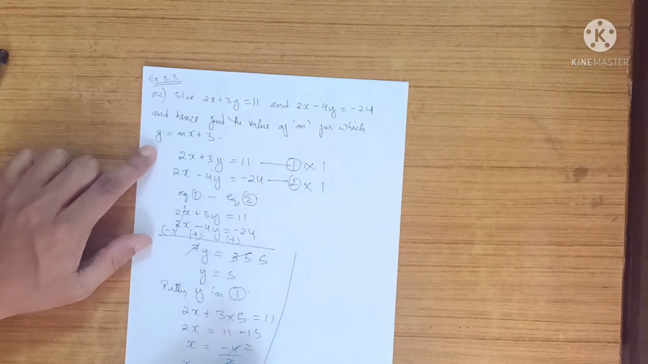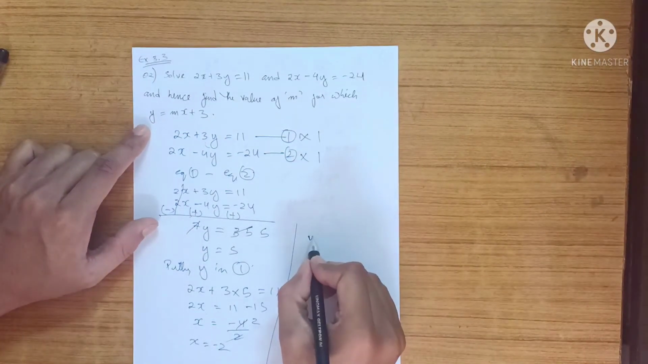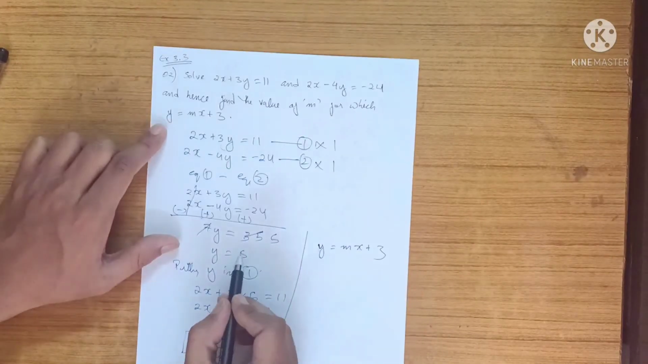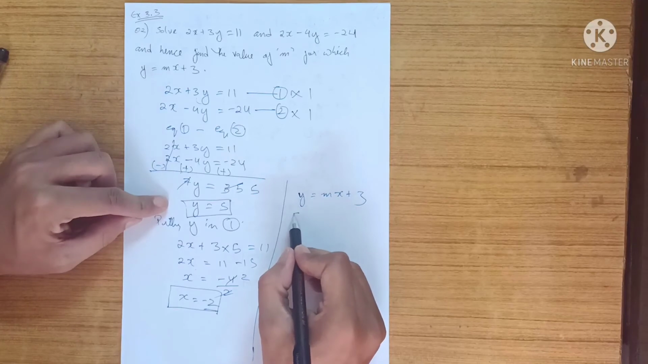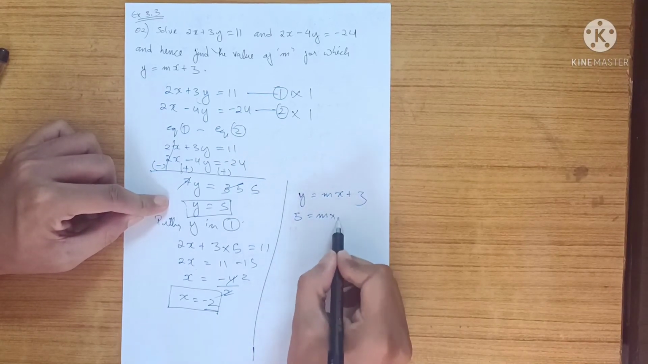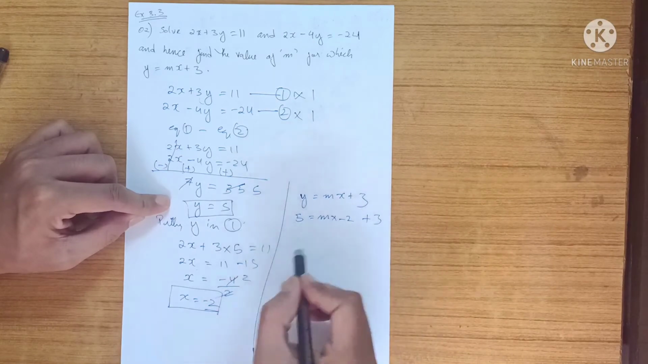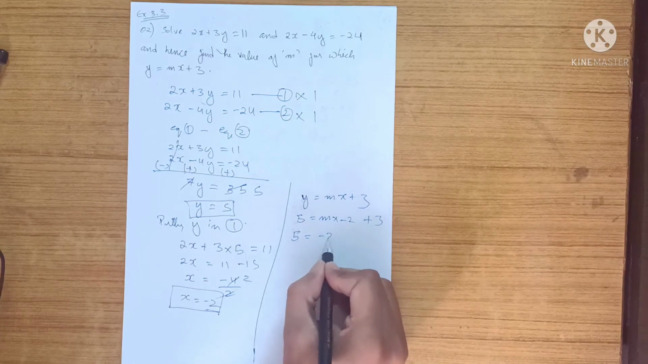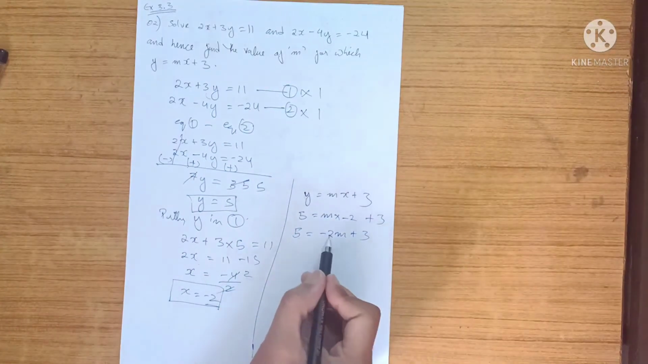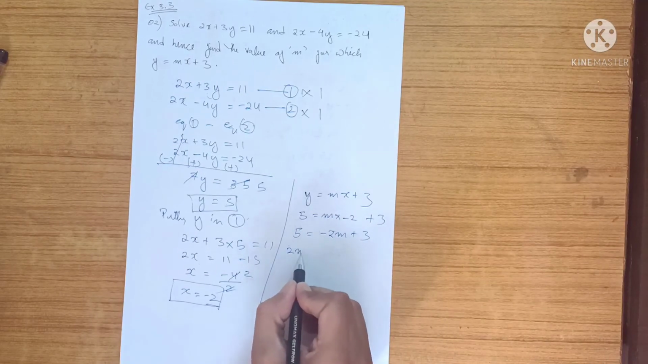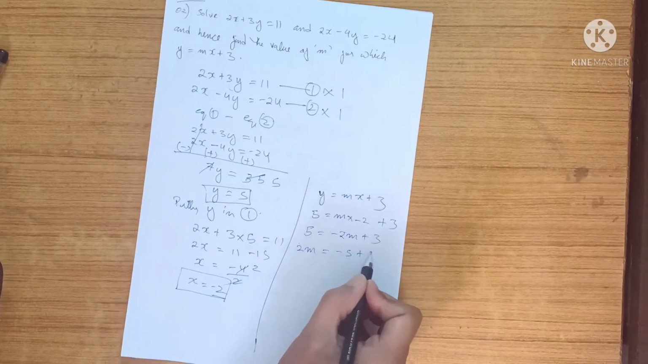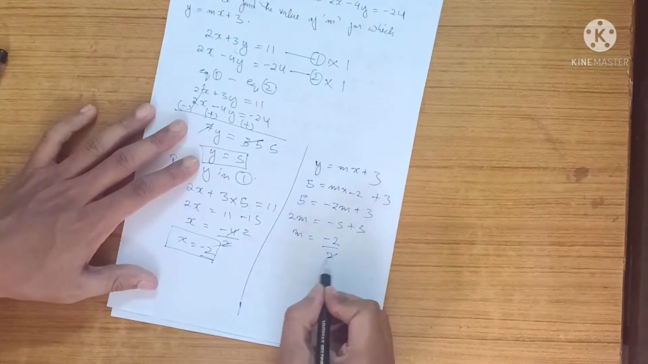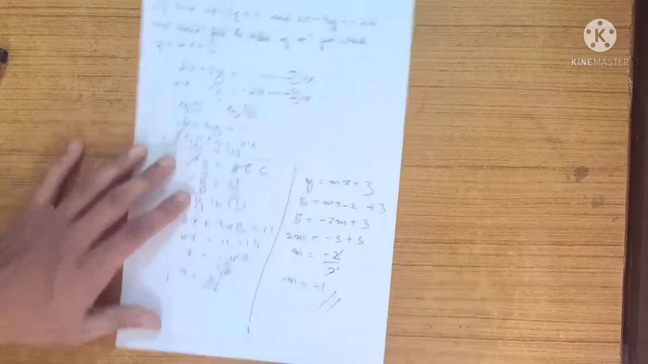But now they're asking us to find the value of m also. So they've given us y equal to mx plus 3. We already know the values of x and y, so just put them here. y is 5, m into x is minus 2, plus 3. We have to do the multiplication first. Let's just do it step by step. m into minus 2 is minus 2m plus 3. Now I'll send minus 2m this side, it will become 2m, and then I'll bring 5 this side, it will become minus 5. So 2m equal to 3 minus 5, so m equal to minus 2 by 2. So 2 we can cut, so m equal to minus 1.